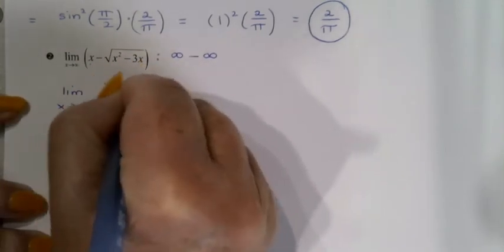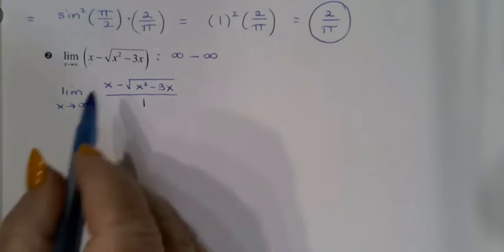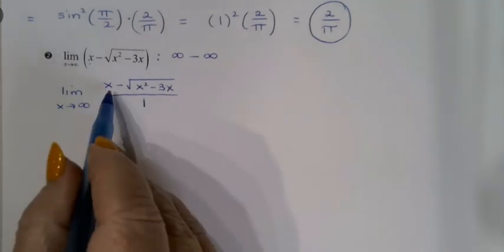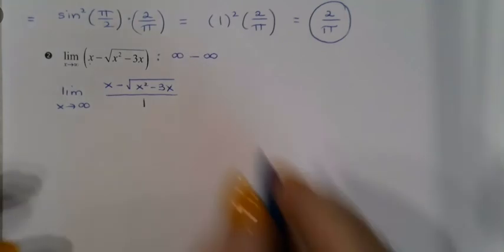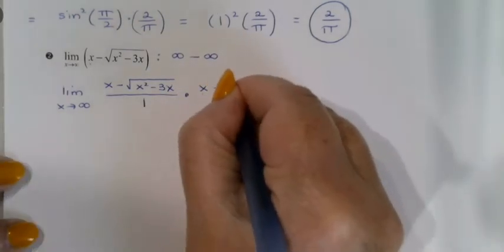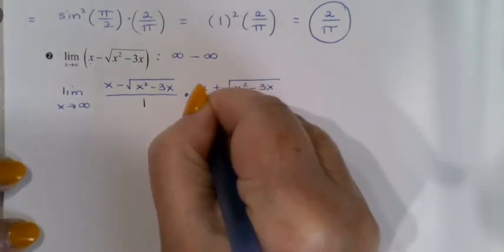I'm going to go ahead and just put this over 1 to get me started. I know I need a fraction for L'Hopital's rule anyway. And I think maybe multiplying by the conjugate is a really common trick that we use when we have this sort of a situation with the radicals. So I'm going to go ahead and multiply by the conjugate, x plus the square root of x squared minus 3x, top and bottom.